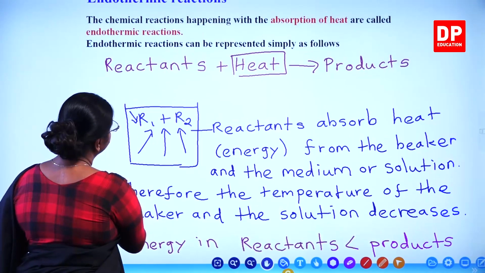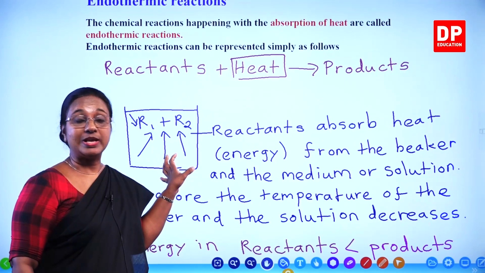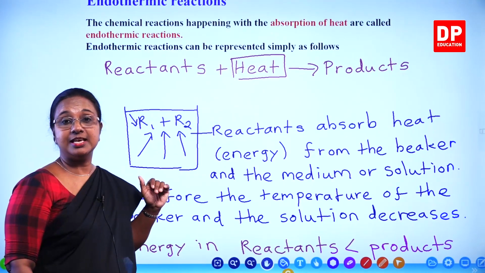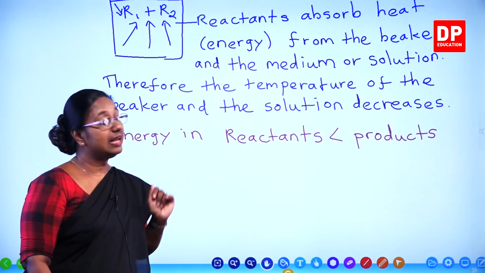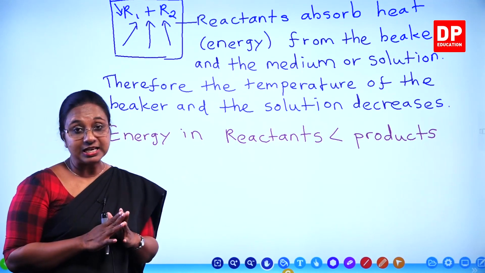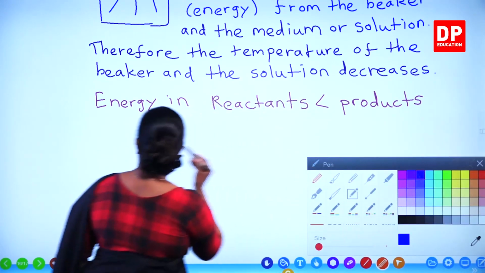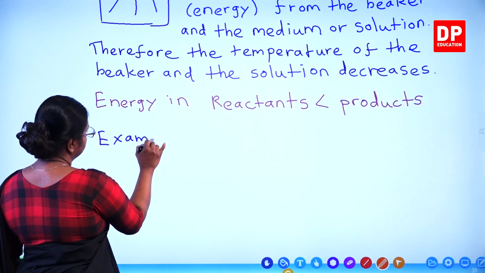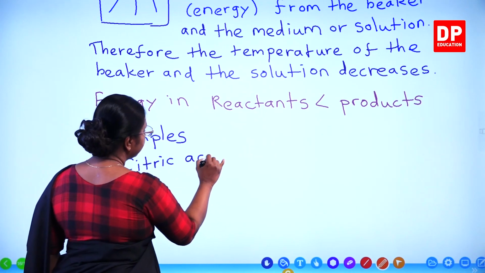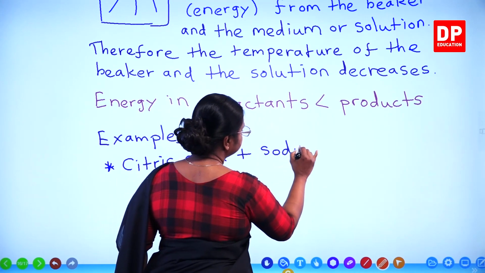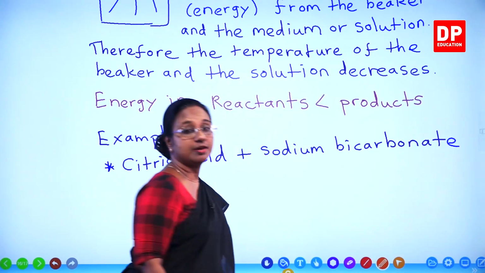So we will again look at the reaction. So in this, the reactants absorb heat, form the products, and they absorb the heat from the mixture as well as the beaker. So therefore, there is a decrease in temperature. And that means the energy that is present in the reactants is less than the energy that is present in products. Is that clear to you all? So now we will look at some examples. So one example, we have already discussed the reaction between citric acid and sodium bicarbonate. So that is an endothermic reaction.